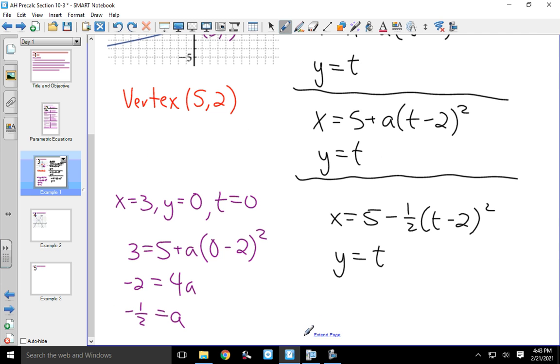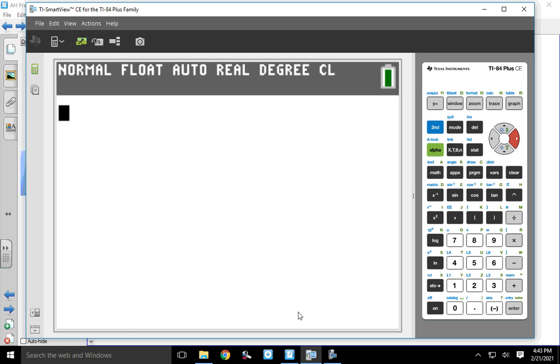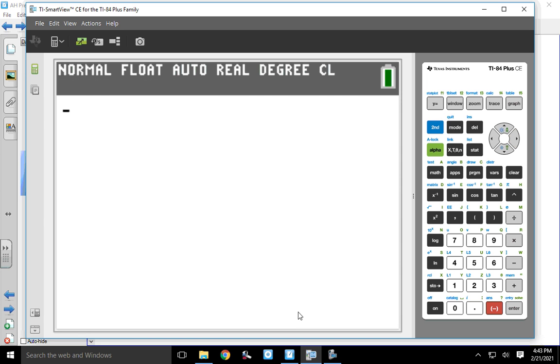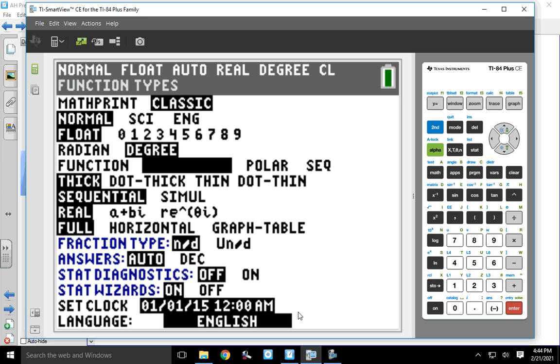Grab your calculator. All right, so let's go to our mode first, and let's switch over to the right mode. So I want to get our calculator into parametric mode is the first thing. And I guess you can sketch this, whoops, did not get that into parametric mode. There we go.